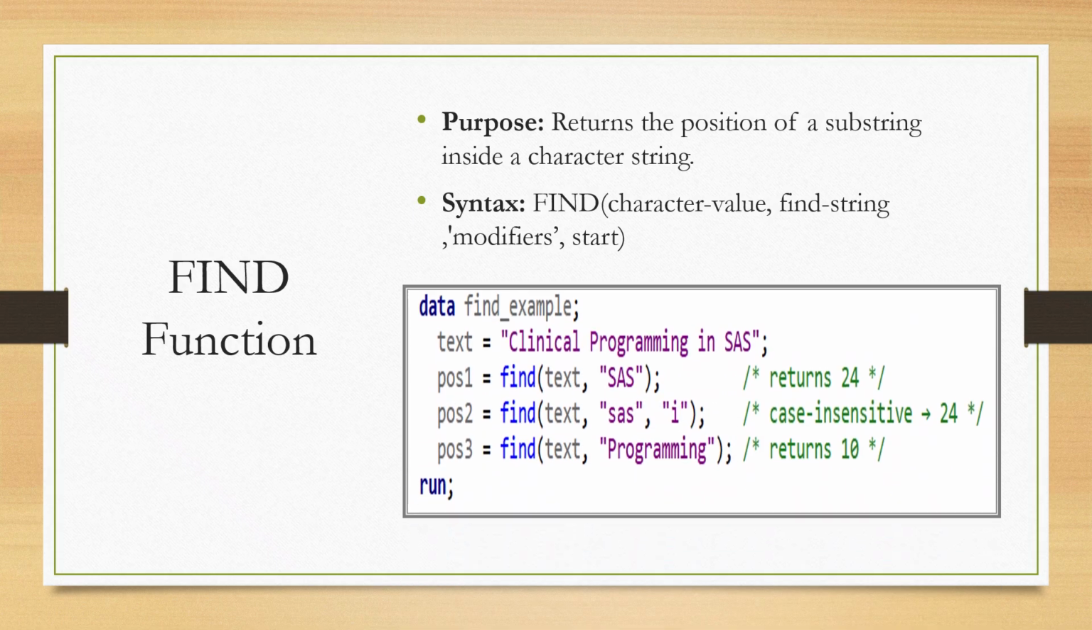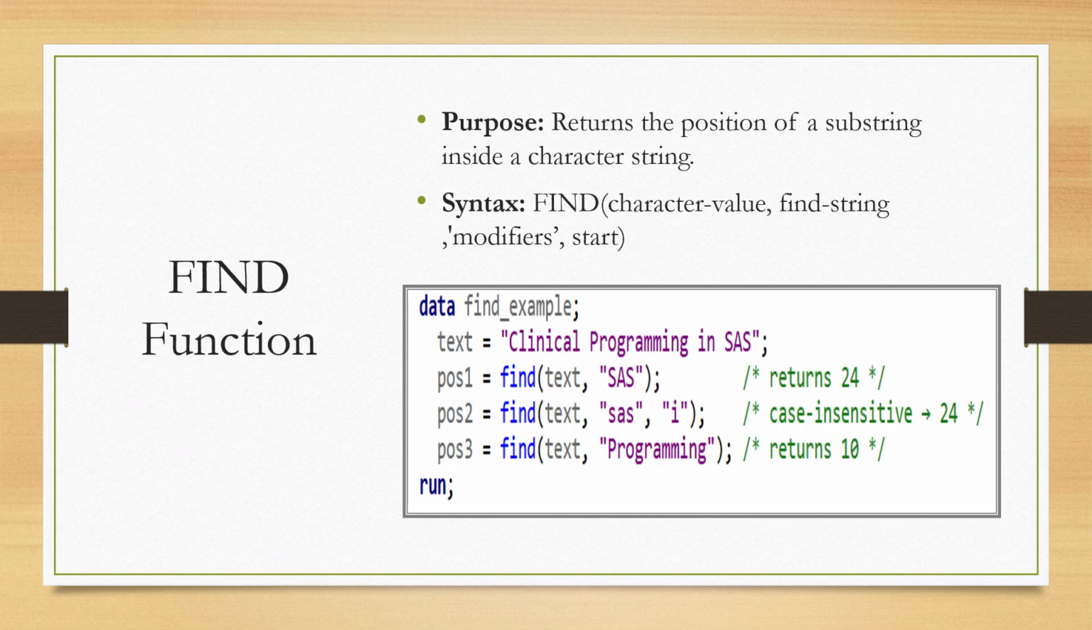Taking an example of the FIND function here, you can see that we have defined a character value as a text variable where we are passing the value as "clinical programming in SAS" as the character value. And from this character value, we are creating three different variables, checking for different types of find functions here. So in the position1 variable, we are applying a FIND function to the text variable where we are just passing the find string, and the find string here is SAS in whole capitals. So a point to note here is that the FIND function is case sensitive.